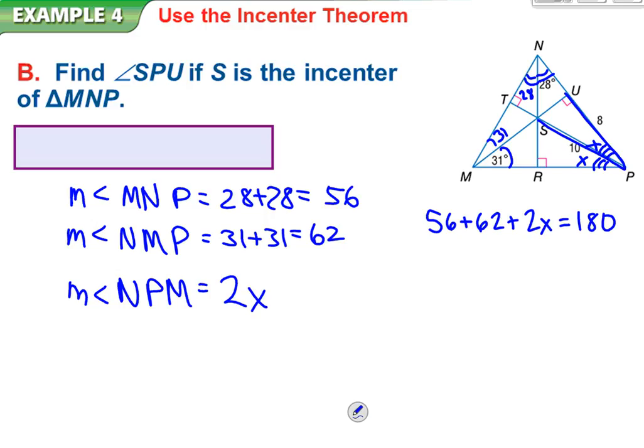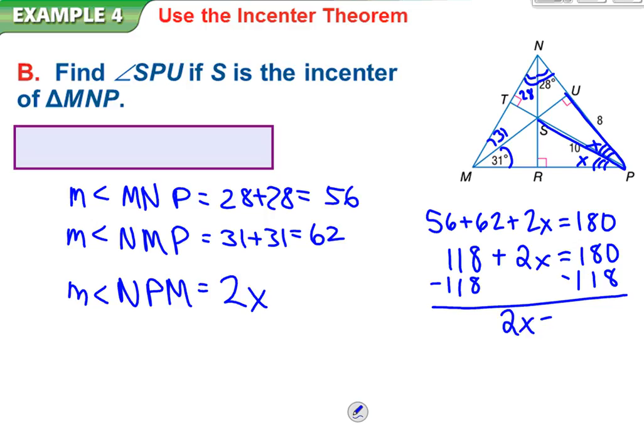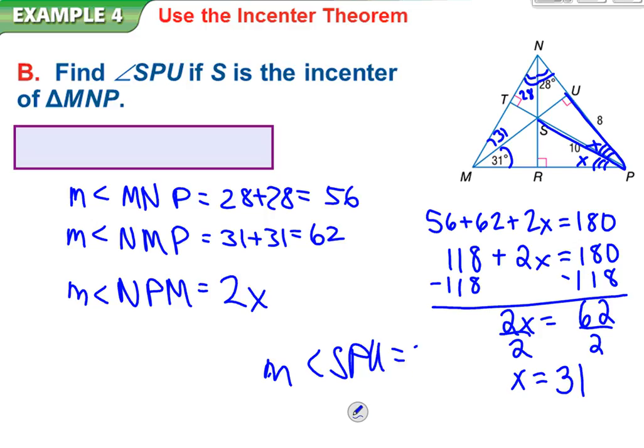And then I'll just do this. This is 118 plus 2x equals 180. And then as we solve for x, subtract 118. And then 2x equals 62. And divide by 2. And x equals 31. And so that means that the measure of angle SPU equals 31.